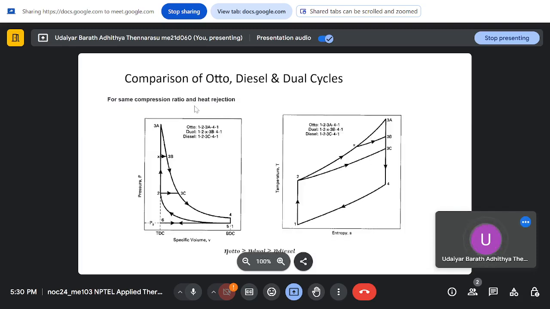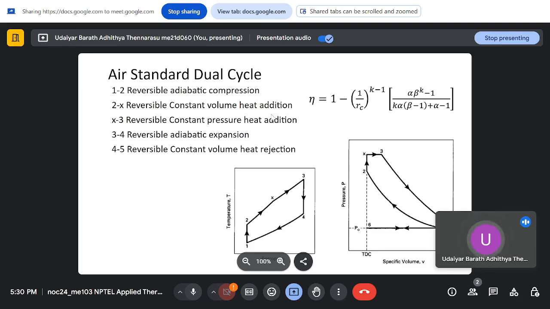And similarly, your air standard dual cycle. So here you have heat addition happening in two processes. So this is a combination of both diesel and Otto cycle. So it has first constant volume and then it happens at constant pressure. So this is how a dual cycle works, and the expression for efficiency is given like this.